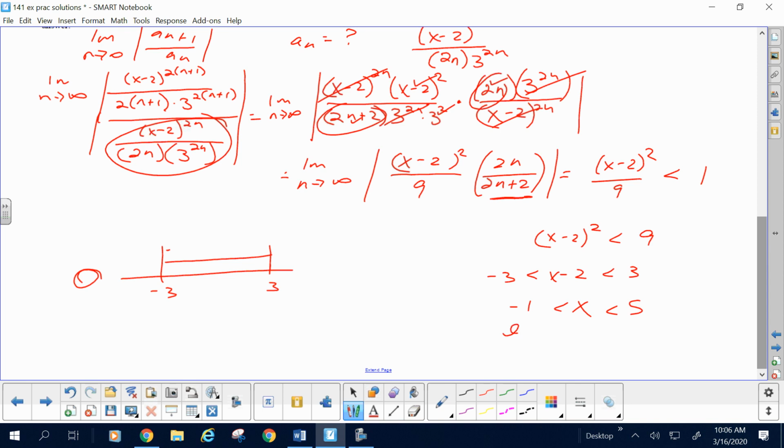Now later on we'll talk about checking the endpoints. The ratio test actually fails when the limit is 1, so you actually have to put negative 1 and 5 in and do those separately, which you probably see on the AP key. But for now, if you got that far, got that onto your paper and followed with me, then you're good to go. Okay? That's it.